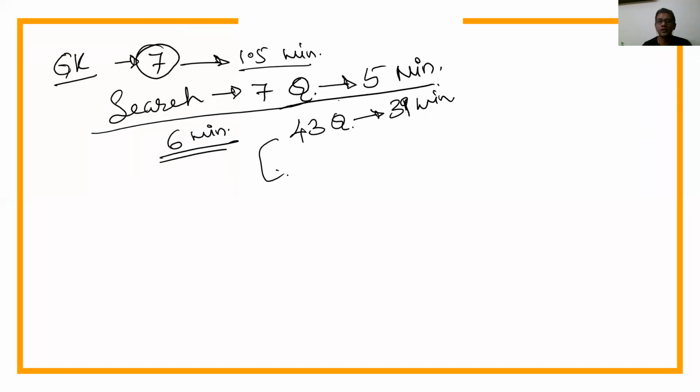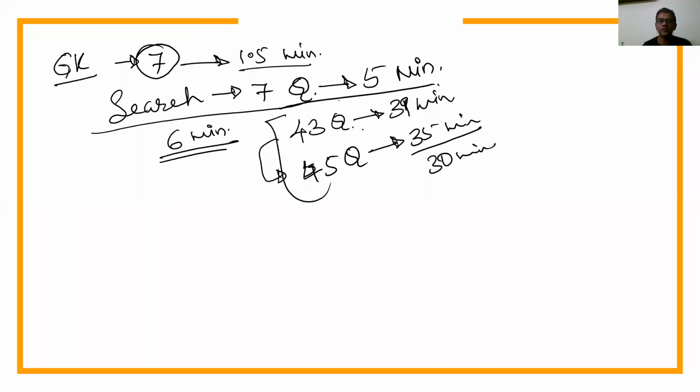Versus what was my earlier situation? 45 questions and 35 minutes or 30 minutes. When I look at this calculation, I realize that this is far better for me because my mind has already said that I have done 7 questions. I have gone through 7 questions. Whether I have marked them or not is secondary. But I've gone through 7 questions and I am left with enough time to continue the rest of them.